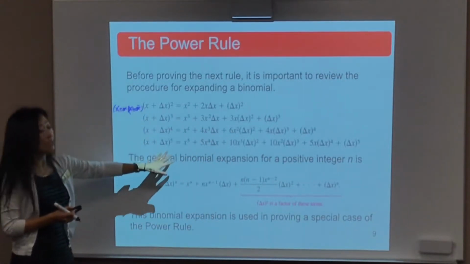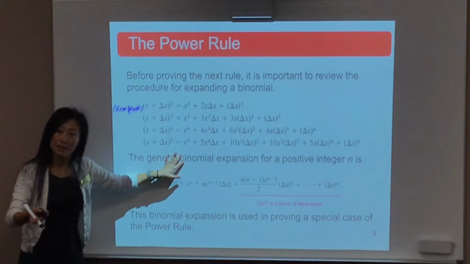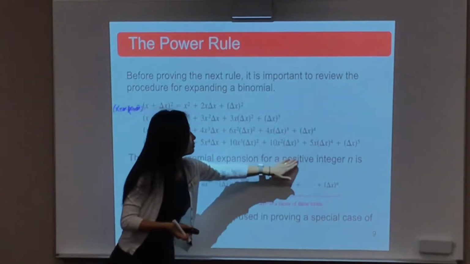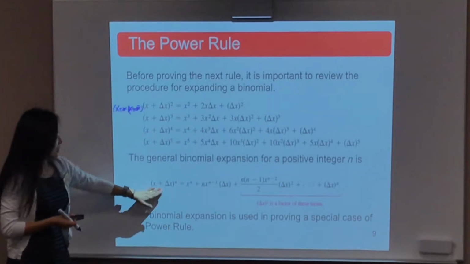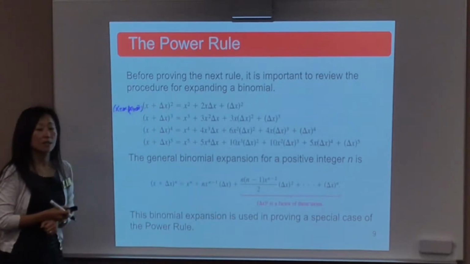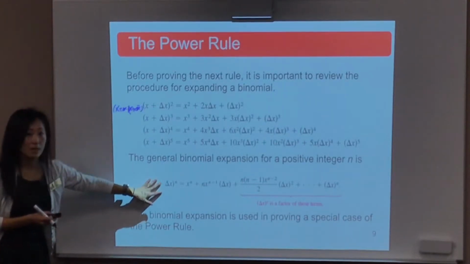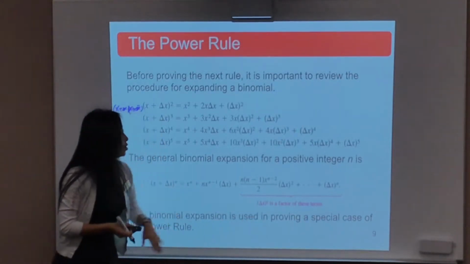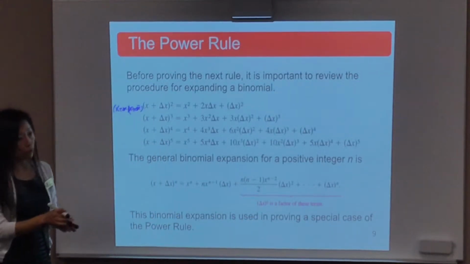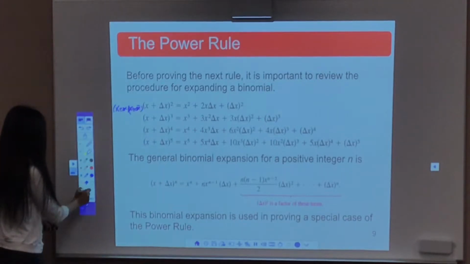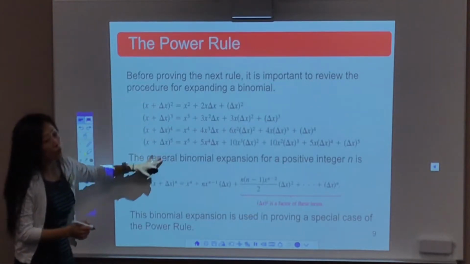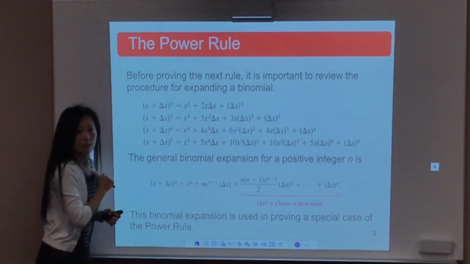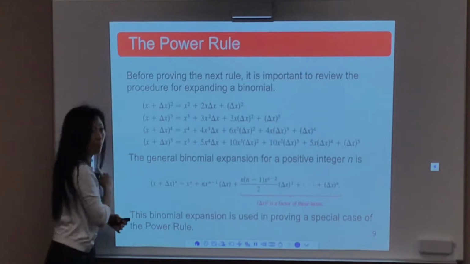So using this, they found a pattern. What's the pattern? Okay, look at this. The general binomial expansion of a positive integer n is, you get this. All right, just a general form. That's a pattern they found. Now they said this binomial expansion is used in proving a special case of the power rule. Okay, they wanted to show you this first and say, hey, I got this formula by what? Looking at this pattern.